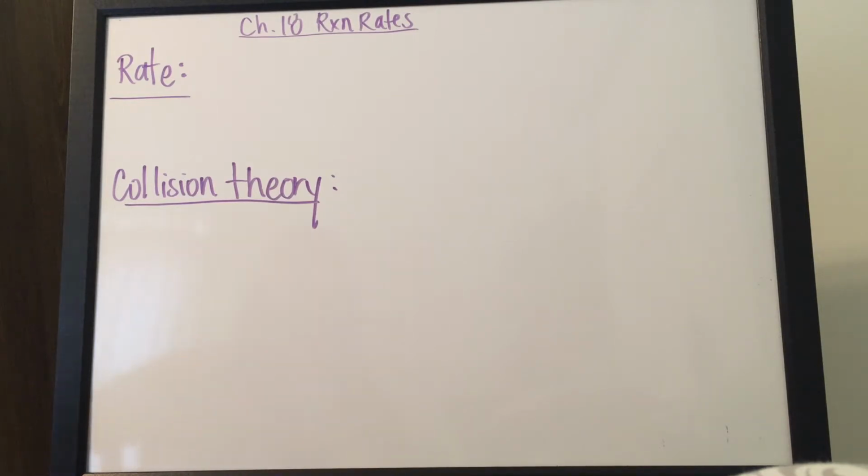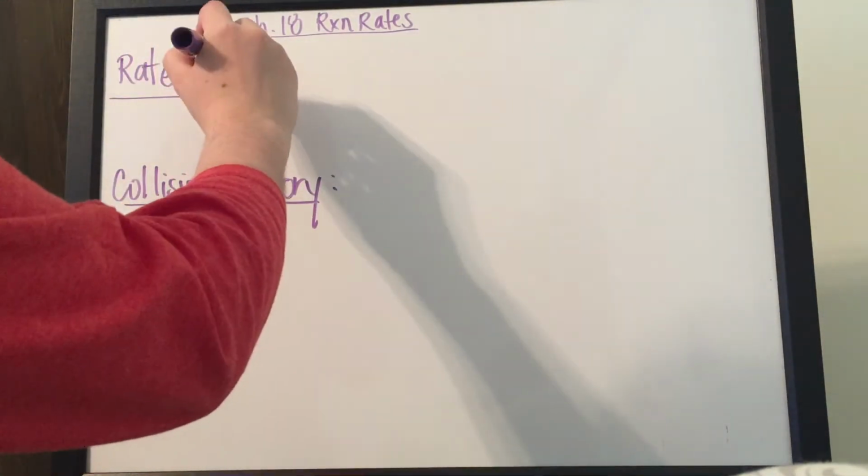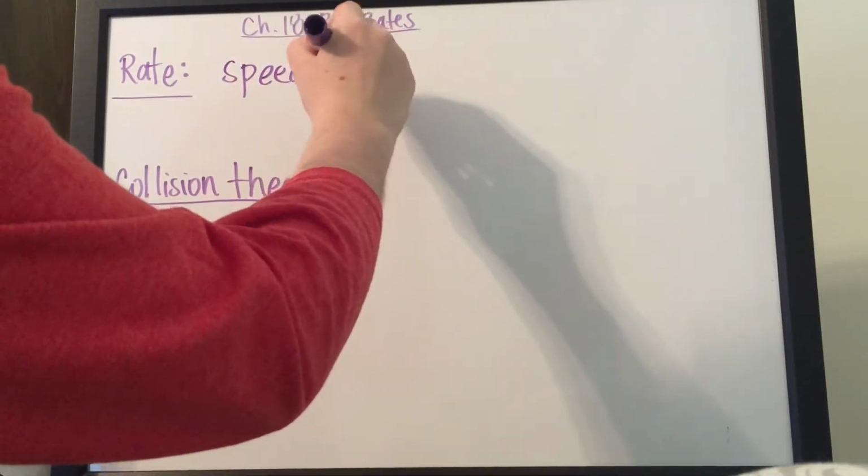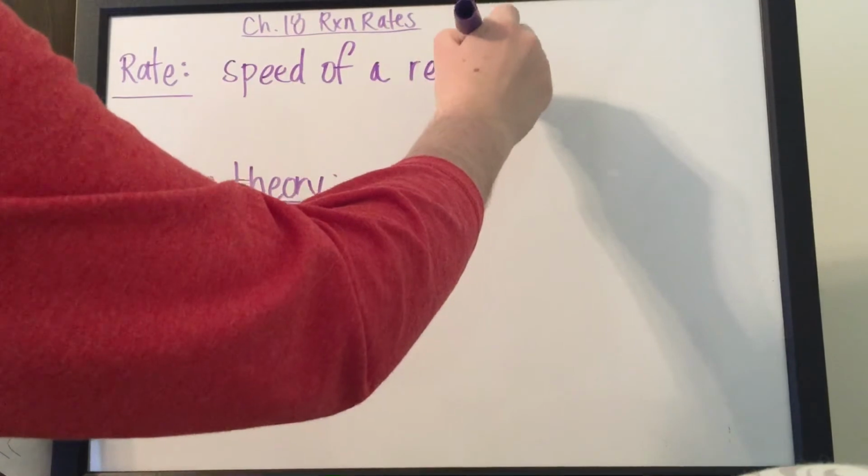And rate, just like when you're talking about the rate at which you are traveling down a highway, has everything to do with speed. And so this is the first time we're going to be talking about the speed of a chemical reaction. And that's what the rate is. So the rate, in our definition, is going to be the speed of a reaction.